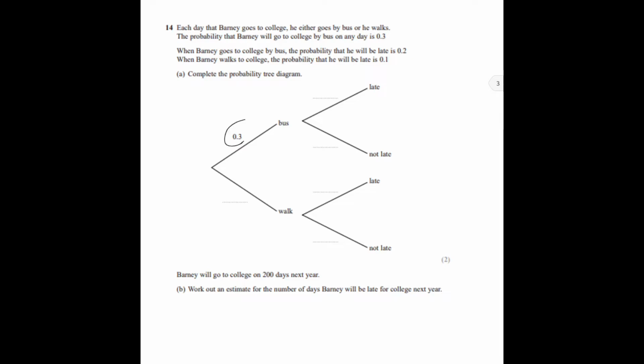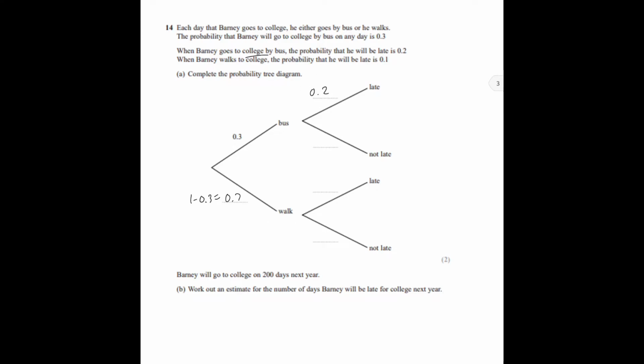So they're giving us the probability that he will go to college by bus is 0.3, and we know that the total of the probabilities when they all add up is 1. So we're going to just do 1 minus 0.3 to give us the value of 0.7. That's the probability of Barney walking. Alright, now the next thing is when Barney goes to college by bus, that's the bus here, the probability that he will be late is 0.2. And when he walks to college, again, this is walking.